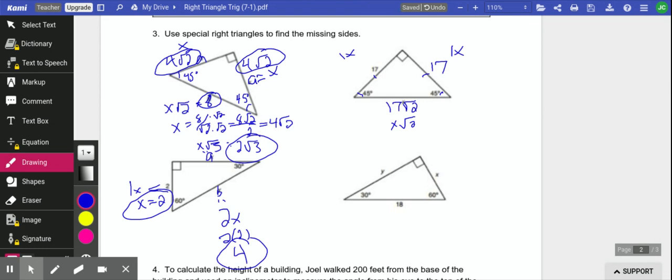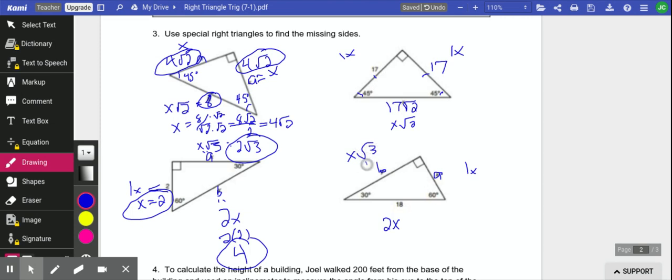All right, we'll use those ratios one last time on this triangle. I'm going to call those sides A and B. This is a 30, 60, 90 triangle, so I'm going to put in those ratios. Across from the 30-degree angle is 1x. Across from the 90-degree angle is 2x. And across from the 60-degree angle is x root 3.